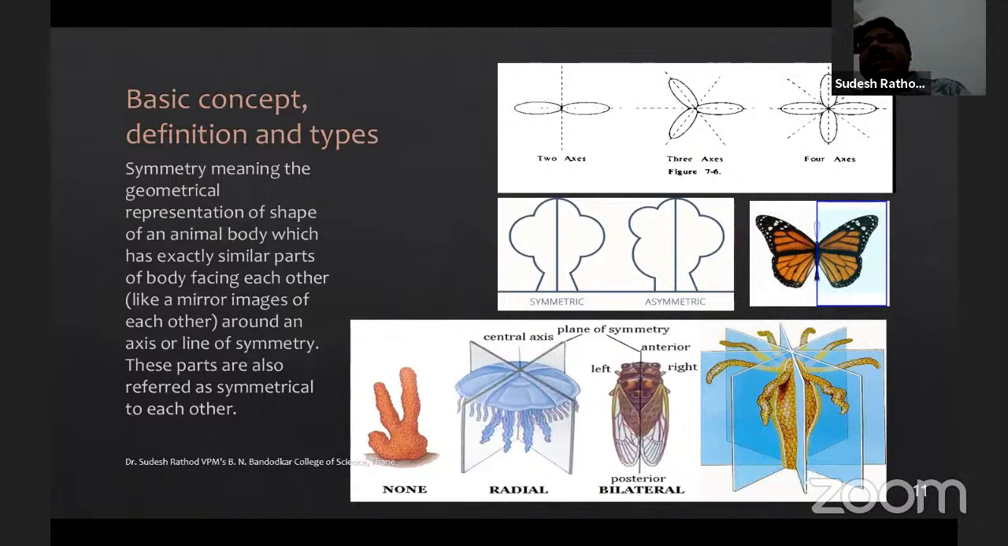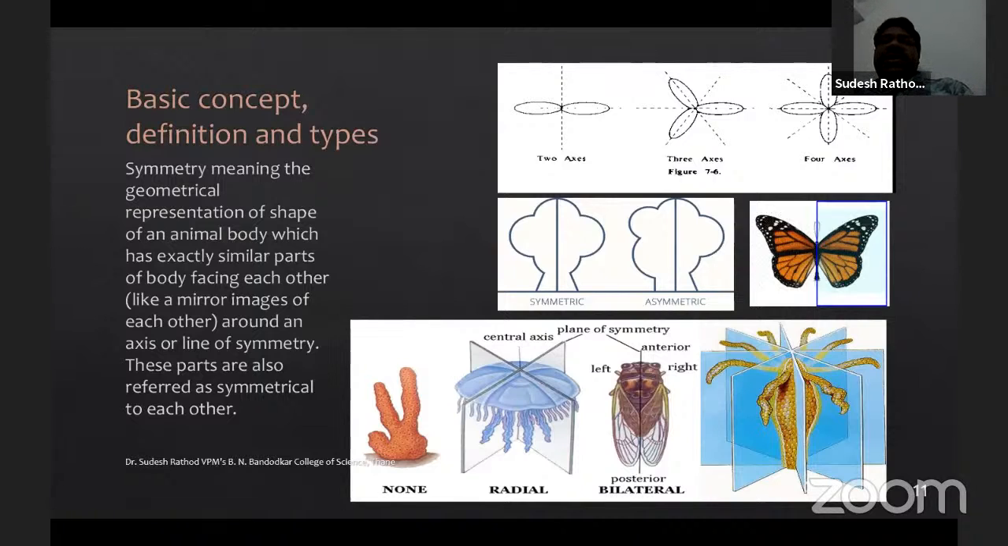Now talk about animals. On your right hand side, there is a butterfly figure. It can be divided into two mirror images along only a single axis. The axis is drawn. The blue area is showing one half and the clear area on the left hand side shows the other half. Animals show all kinds of symmetry. There are three types: asymmetry, radial symmetry, and bilateral symmetry. The butterfly is showing bilateral symmetry.